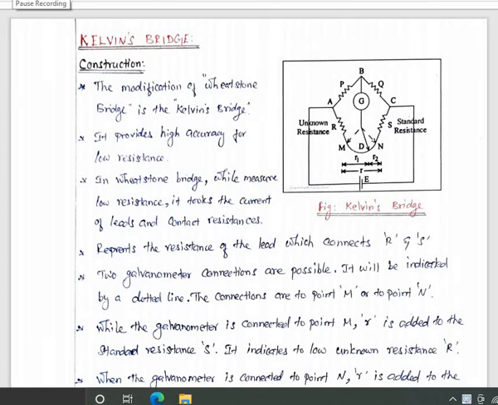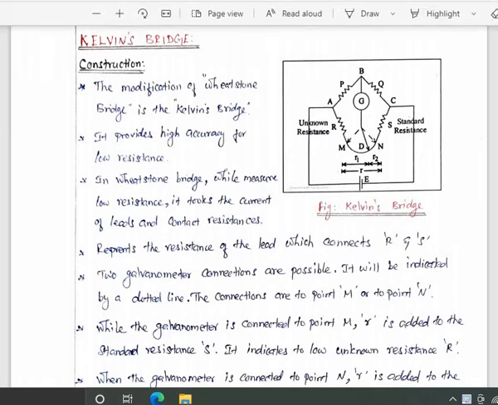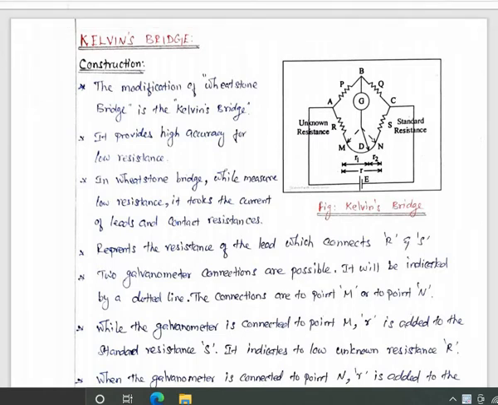Now we have to learn about Kelvin's bridge. In the previous class we discussed the Wheatstone bridge, so now we are moving to the Kelvin bridge. Construction-wise, everything is the same. The Kelvin bridge is a modification of the Wheatstone bridge. It is just a small modification carried out in the Wheatstone bridge, so we have to convert the Wheatstone into Kelvin.